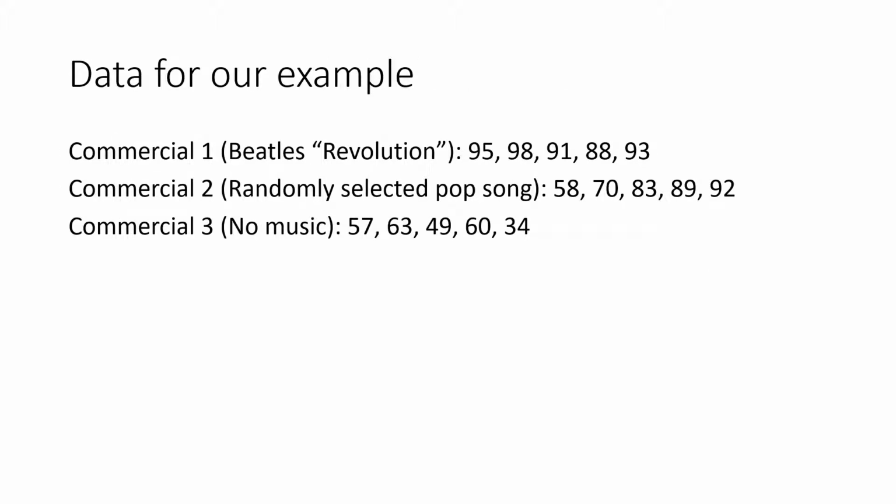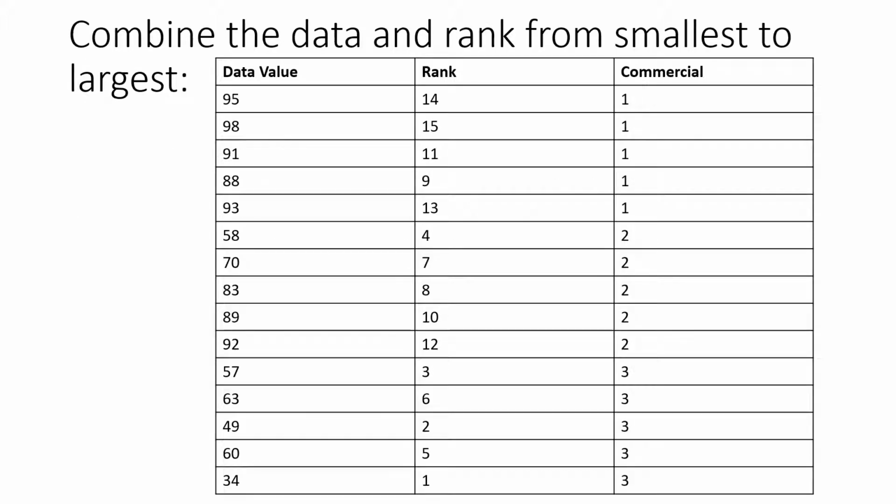So again, the data for our example are shown here. We're going to start by combining them into one big set of data and ranking them from smallest to largest. So here we've done that. The data are combined. You can still identify in that last column which commercial the data values were associated with. The data values are in the left column, and in the middle, the data are ranked from smallest to largest.